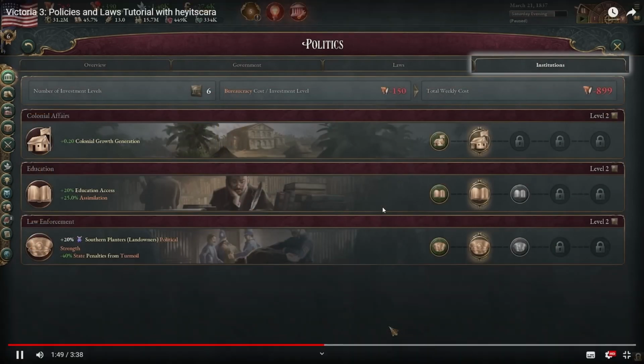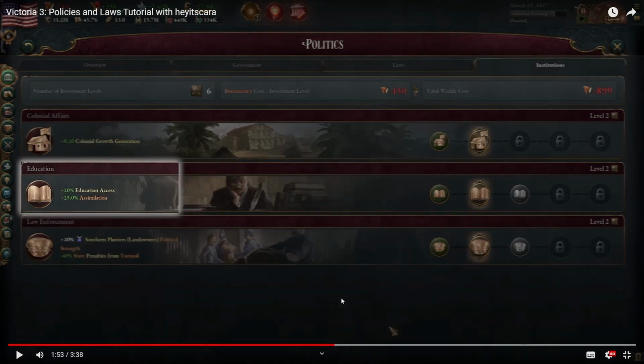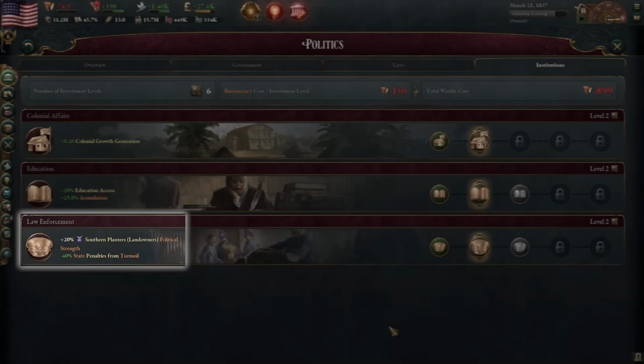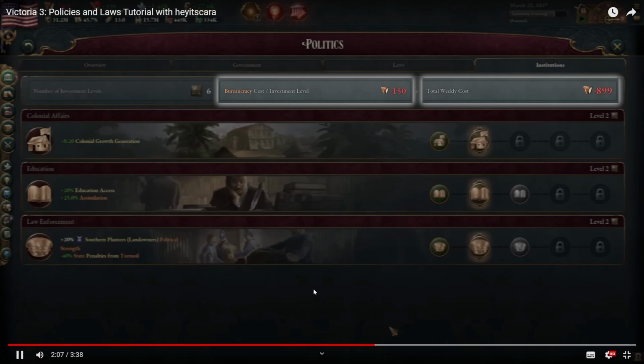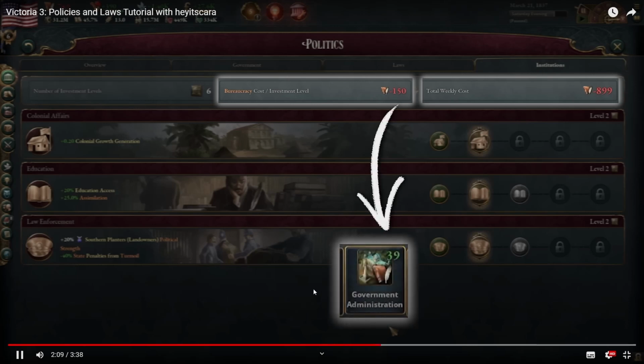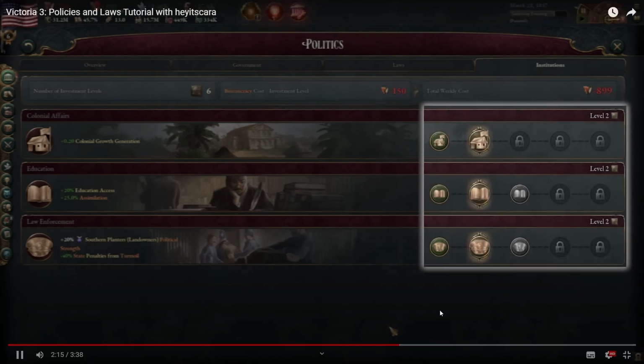Institutions allow countries to provide an assortment of services to their citizens, from school and healthcare systems to law enforcement. Institutions cost a certain amount of bureaucracy to enable an upgrade, which is based on the population count of the incorporated territories in your country, excluding colonies and other unincorporated territories. If you run low on bureaucracy, you can also generate more from building additional government administration buildings. And institutions can be upgraded at an additional cost to provide better bonuses to a max of level 5.